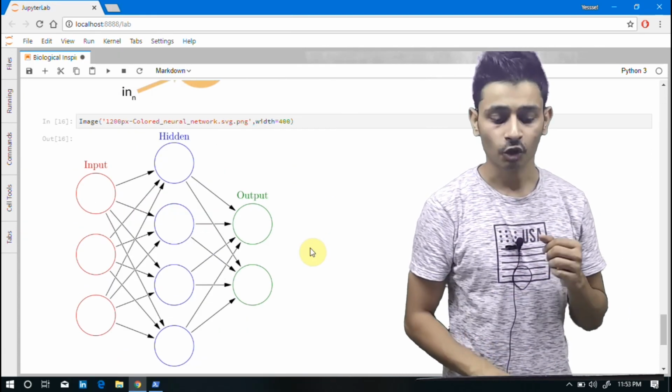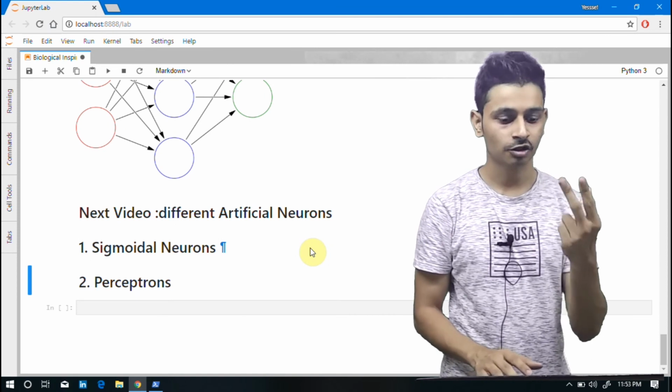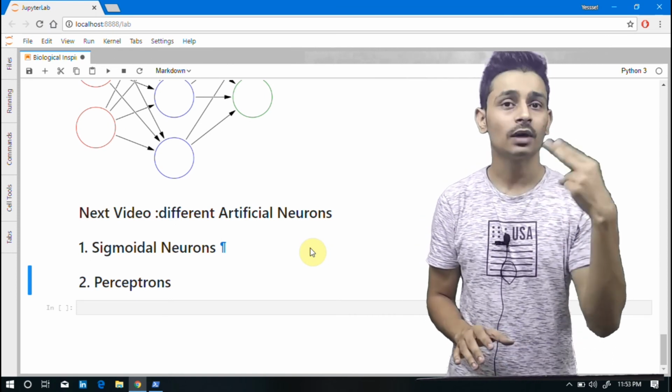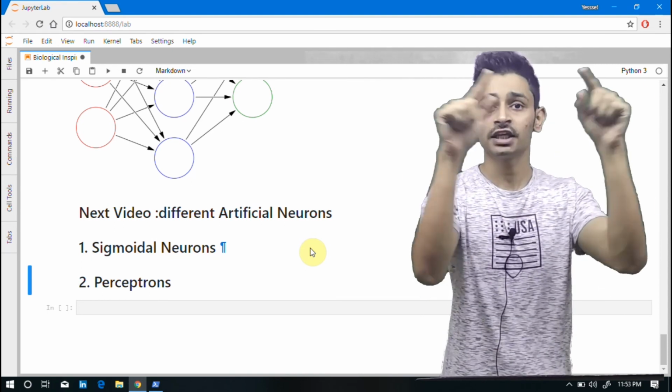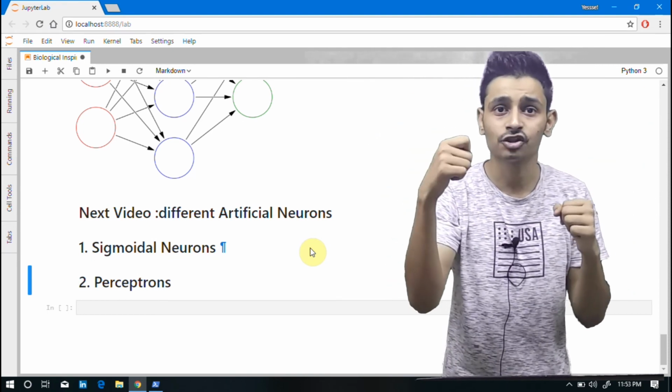So in our next video, we'll discuss two types of artificial neurons. One is sigmoidal neurons and the other one is perceptrons. These are two types of simple artificial neurons with which we can create a very complex artificial neural network.